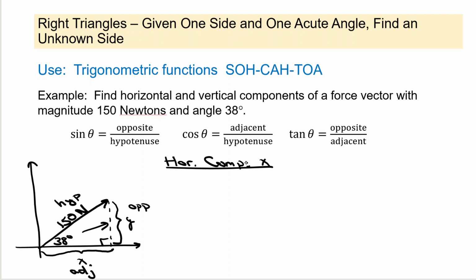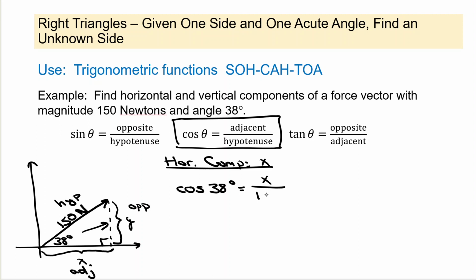So if I want to find x, what am I going to do? I'm going to focus on adjacent and my known side, which is the hypotenuse. So I need a ratio with adjacent and hypotenuse in it. So that's the cosine. Okay? So my equation then is cosine of 38 degrees equals adjacent, which is my unknown x, over hypotenuse, which is 150. Now all I have to do is solve for x. So I'll multiply both sides by 150.